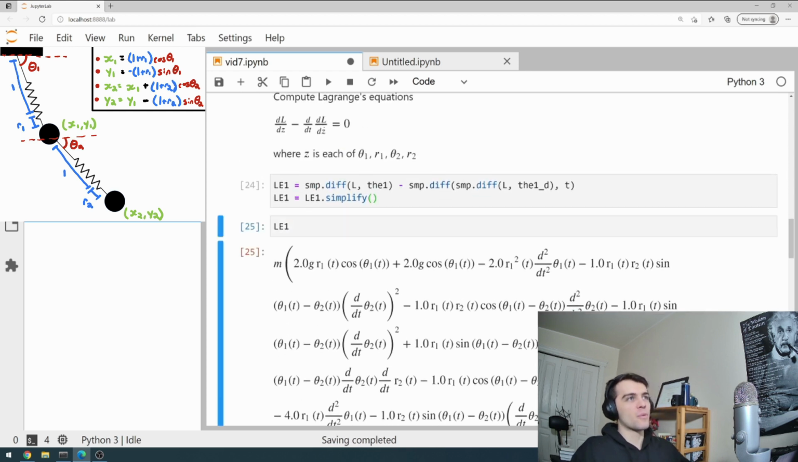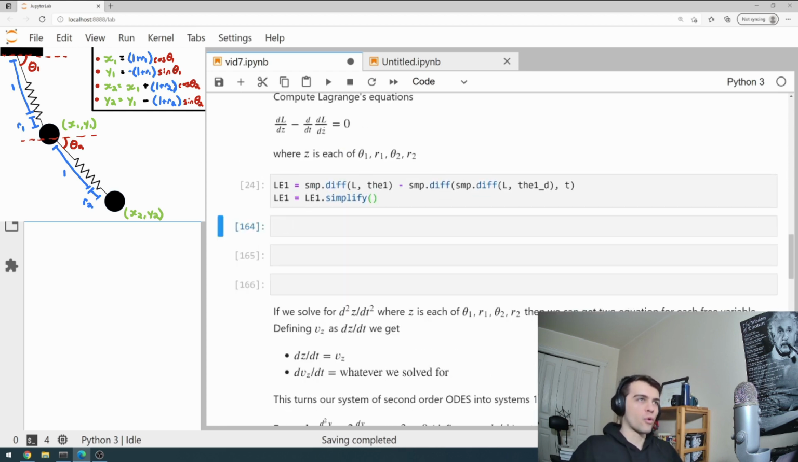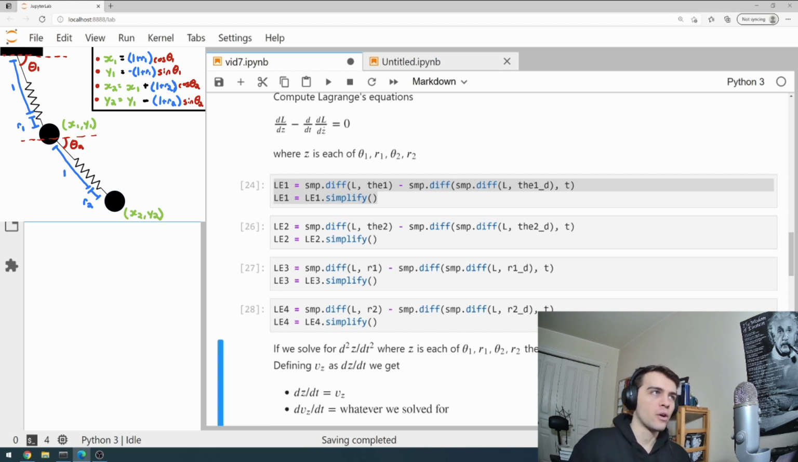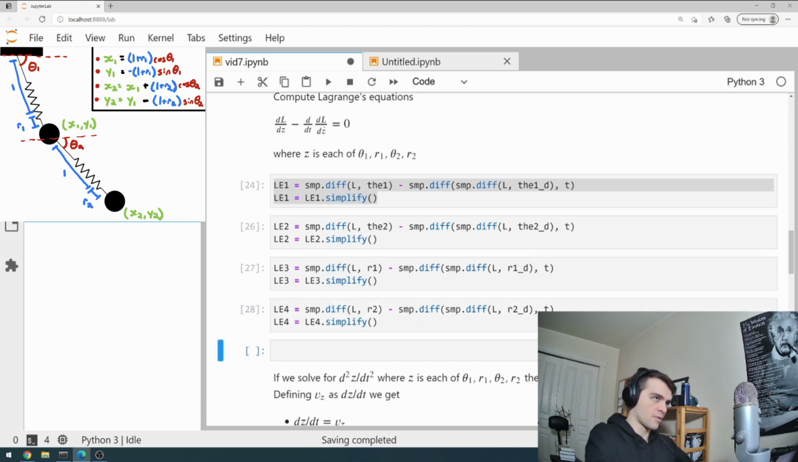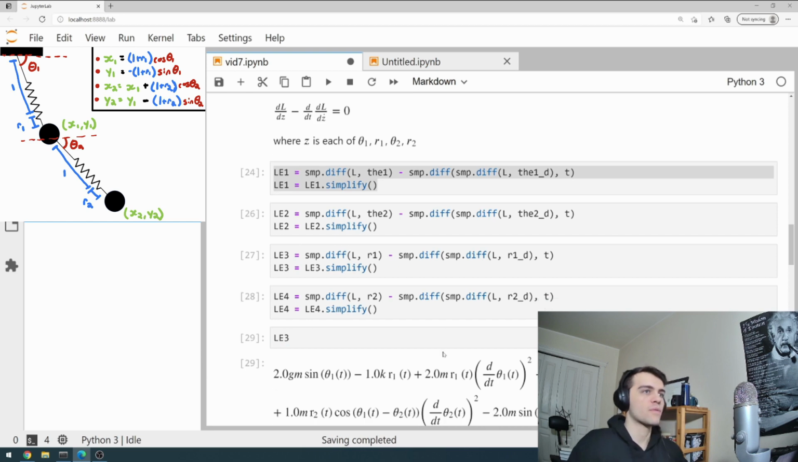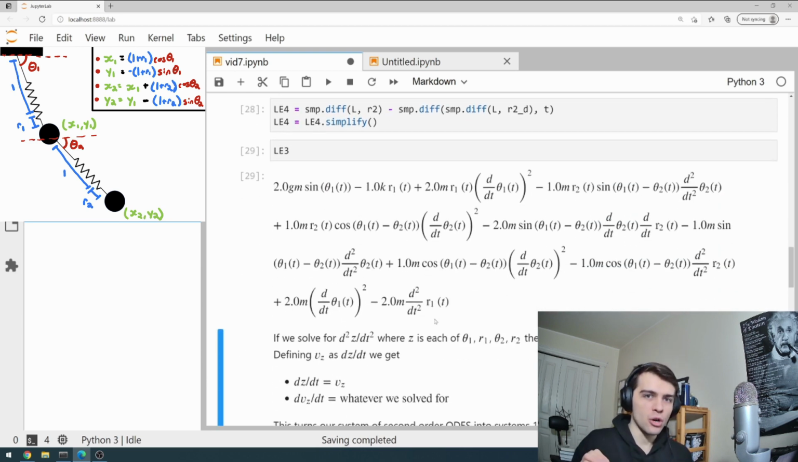Okay, so we've done it for 1. I'm just going to skip ahead to when we have all 4 complete. All right, so we now have all 4 of our Lagrange's equations, and of course I can print LE3, for example. Something to note that's going to be really important for us is, although this is really complicated, the second derivatives only show up as linear factors ever. So if you have a second derivative of theta 2, it's only like a constant. It's not squared or anything. Same thing with r1 and r2 and theta 1. The second derivative is only ever linear. And that's nice for us for this particular system.